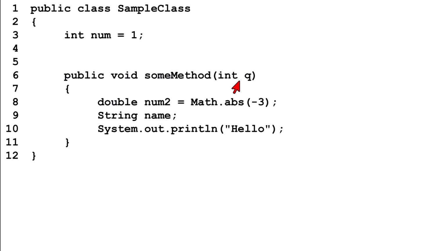Let's take a look at the parameter in the method header. Parameter variables require both a data type and a variable name. If we only have the variable name, or we only have the data type, we'll end up with an identifier expected error.